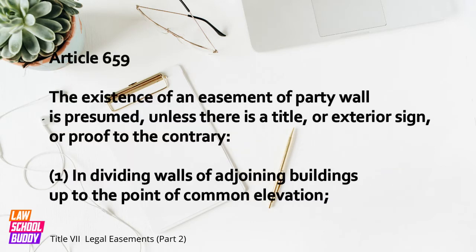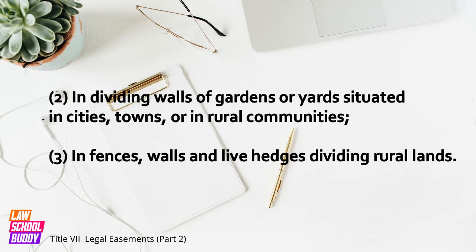Article 659. The existence of an easement of party wall is presumed, unless there is a title, or exterior sign, or proof to the contrary. 1. In dividing walls of adjoining buildings, up to the point of common elevation. 2. In dividing walls of gardens or yards situated in cities, towns, or in rural communities. 3. In fences, walls and live hedges, dividing rural lands.